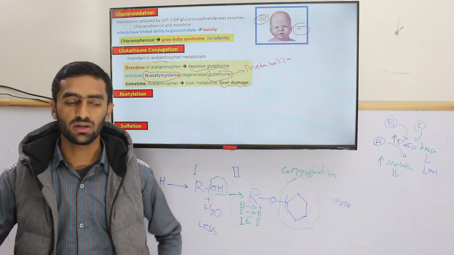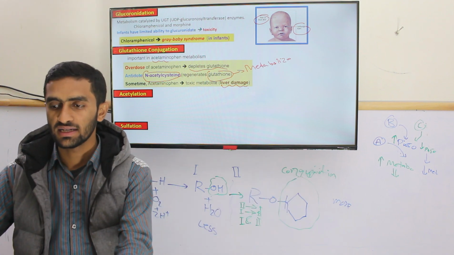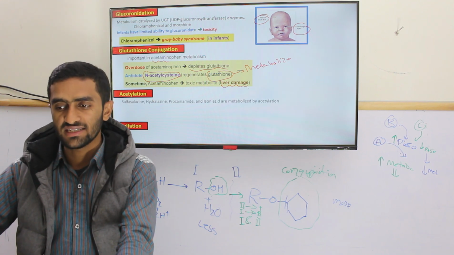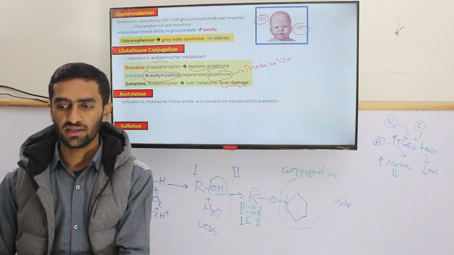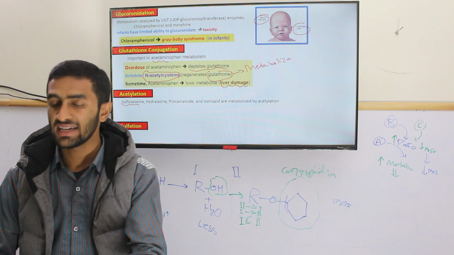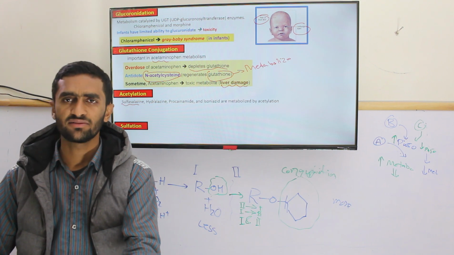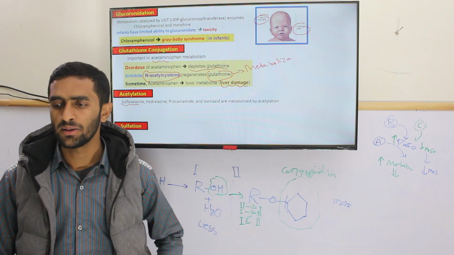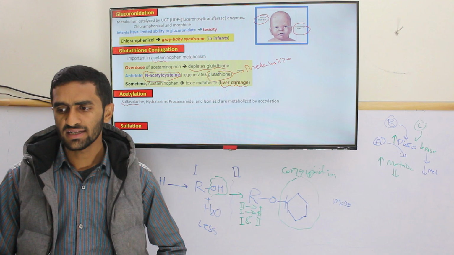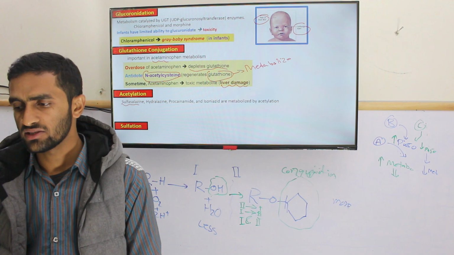These are some points you may see in detail over one or two pages, but the summary is what I am sharing with you. You must know acetylation. Sulfasalazine, I think, is an anti-inflammatory drug. Hydralazine is an anti-hypertensive drug, and procainamide is an anti-arrhythmic. Isoniazid too. They are all metabolized by acetylation. So these are very important.